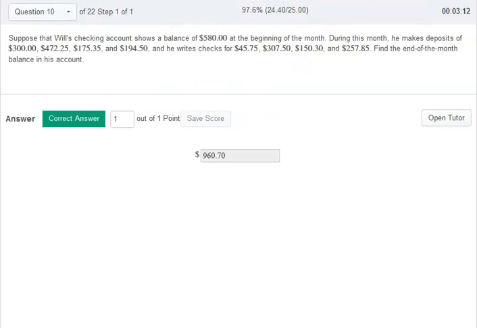Now, for this one, a little tedious, but show the work carefully. And here a person has a checking account, so it has this balance, starting with. During the month, he makes deposits of this, this, this, and this. And then he writes checks of, let's change colors. So this is a negative, this will be a negative, this will be a negative, this will be a negative.